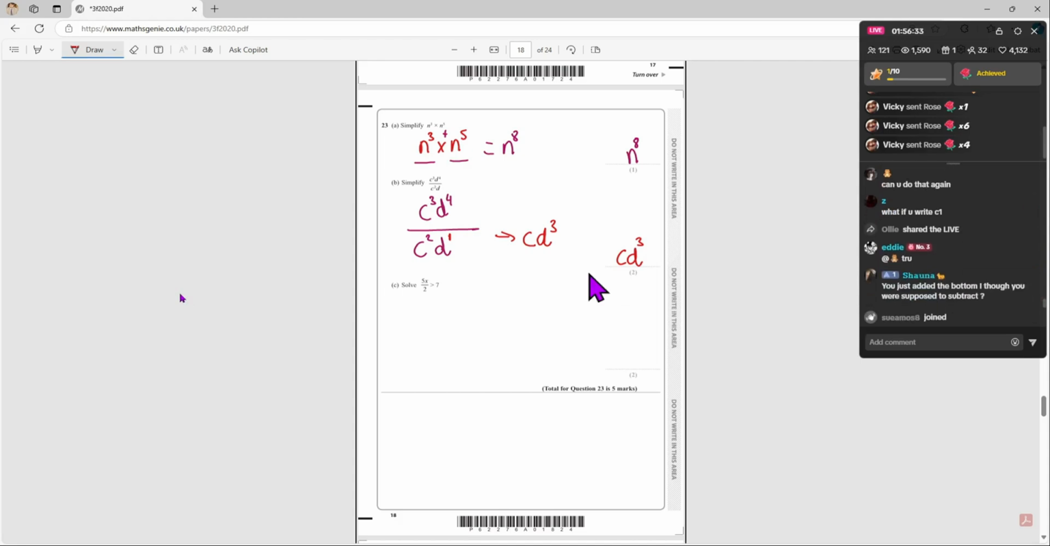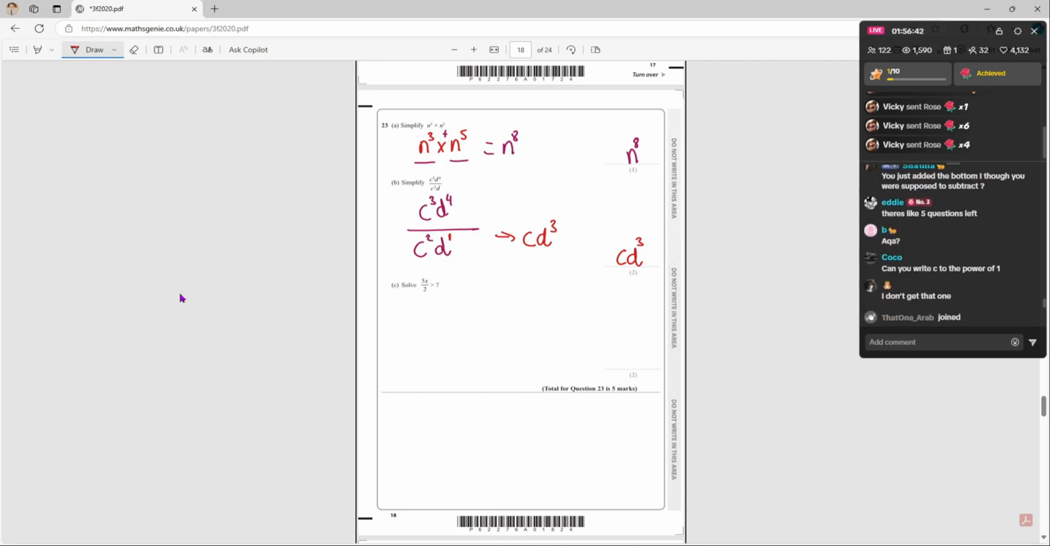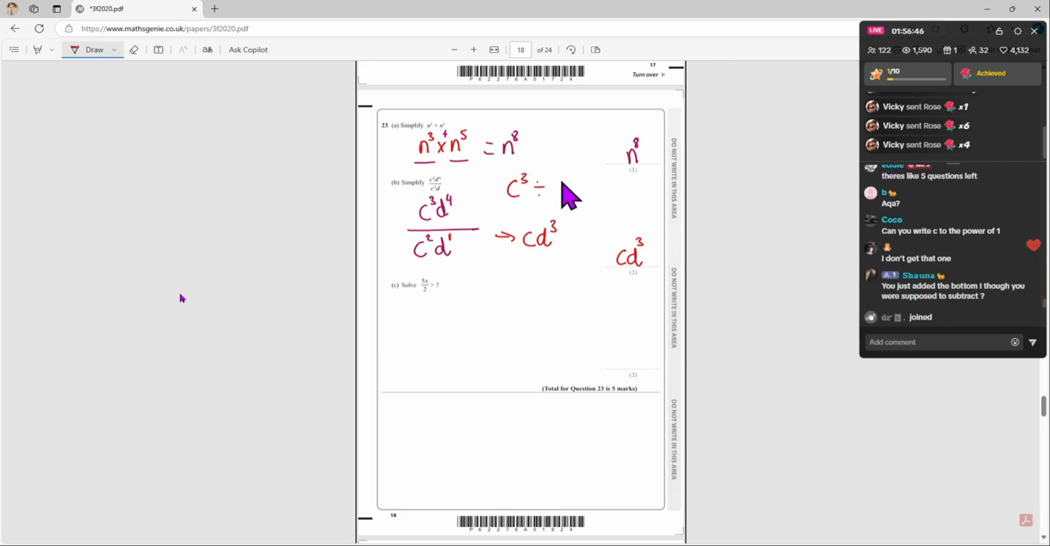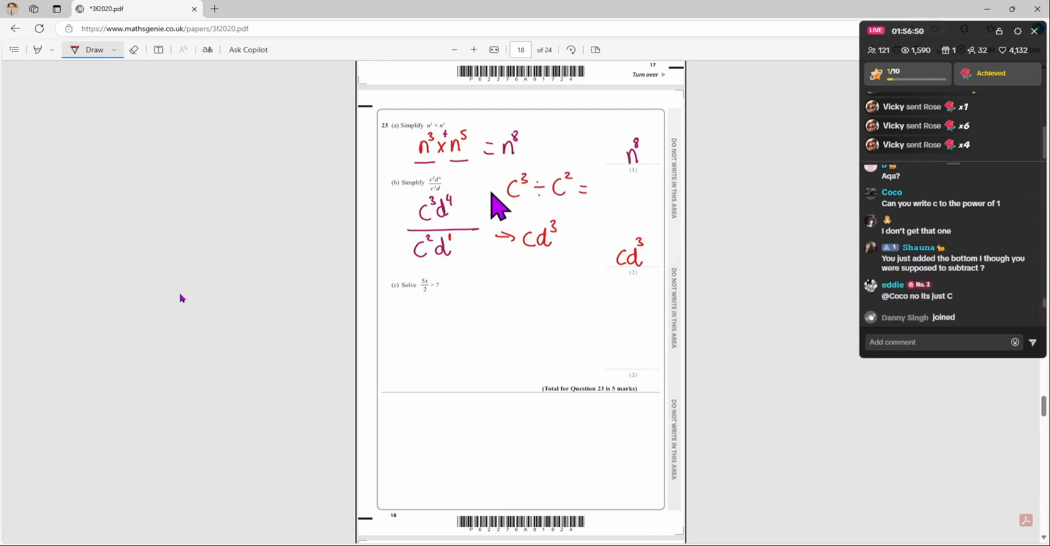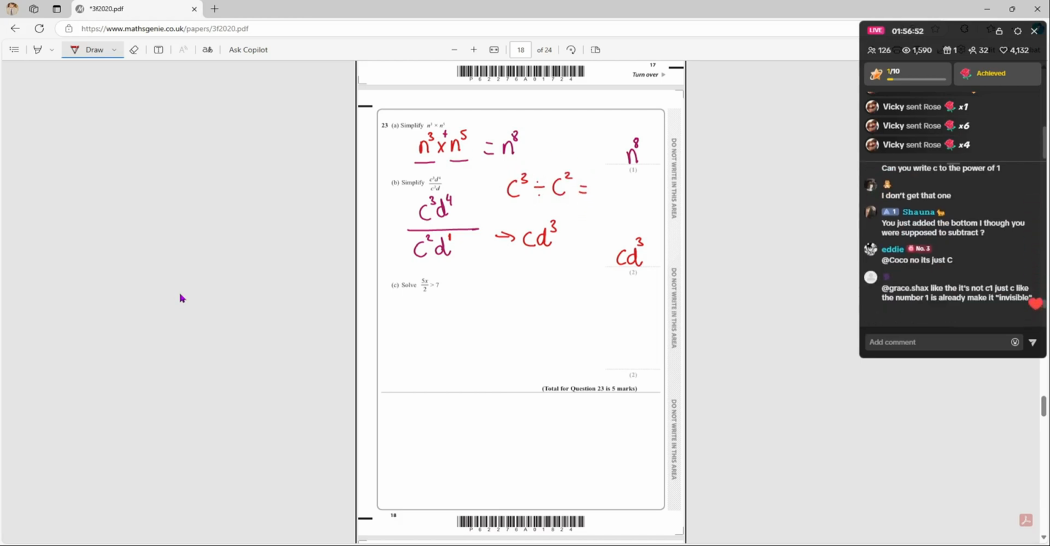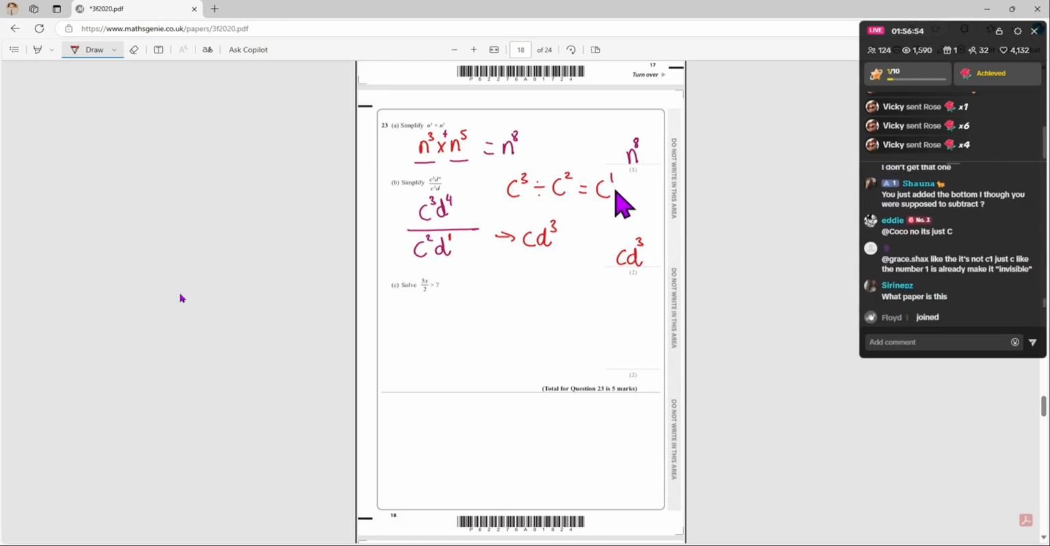So you want me to do this again? So what we do, we know that this fraction sign is divide. So when we're dividing, we are doing c to the power of 3 divided by c to the power of 2. When you're dividing and the base is the same, you will get c to the power of 1, subtracting the powers.